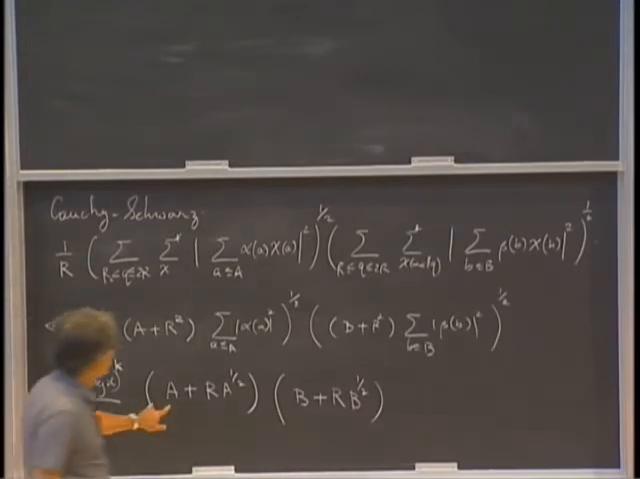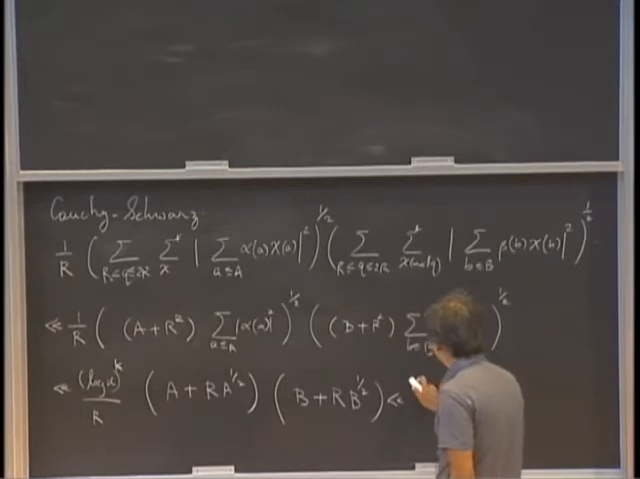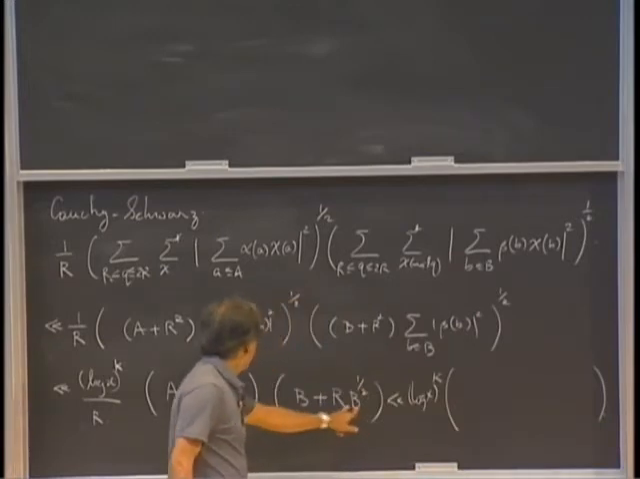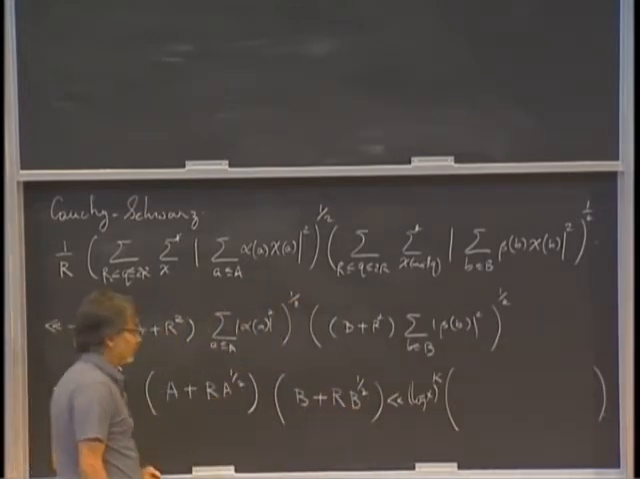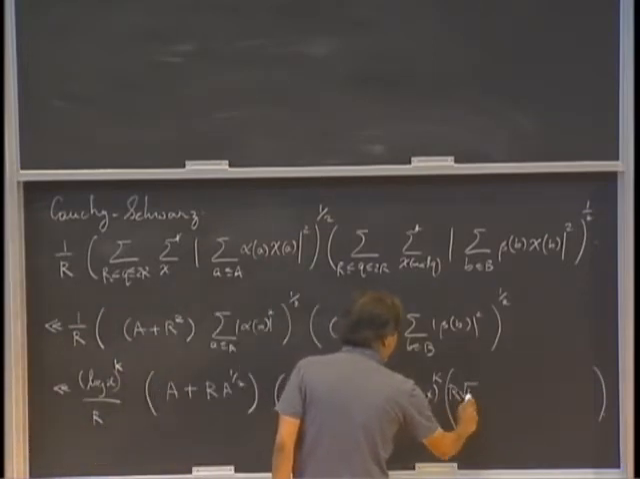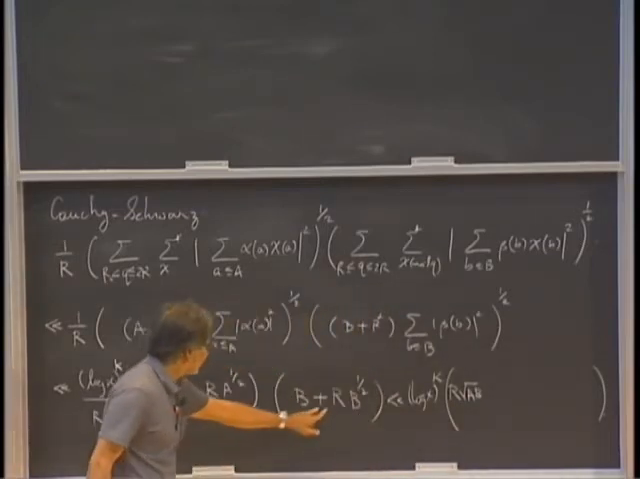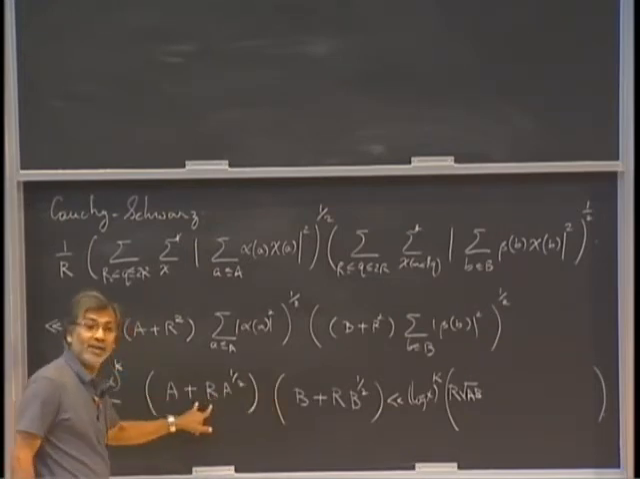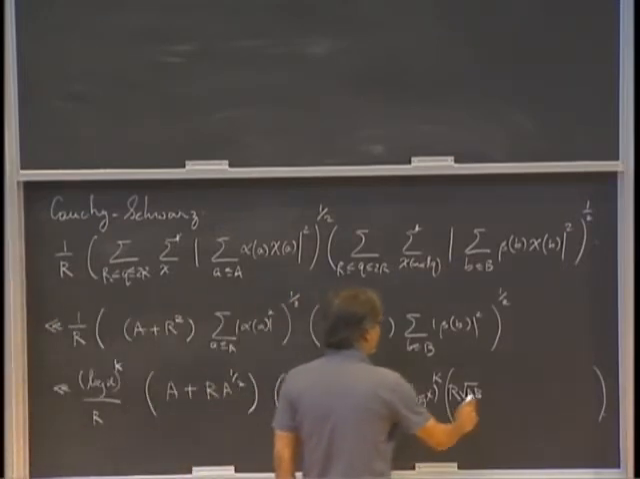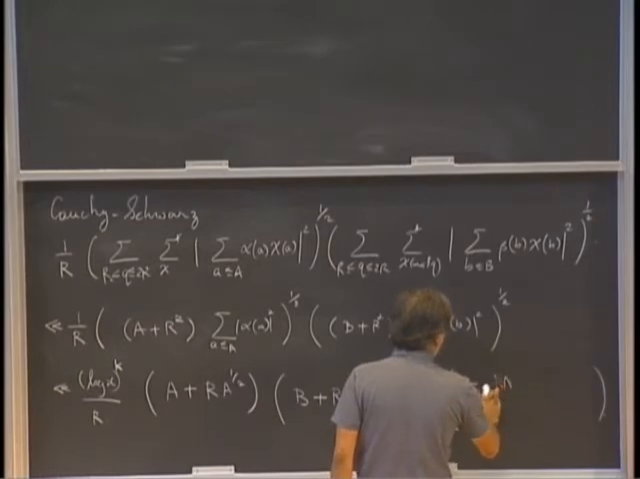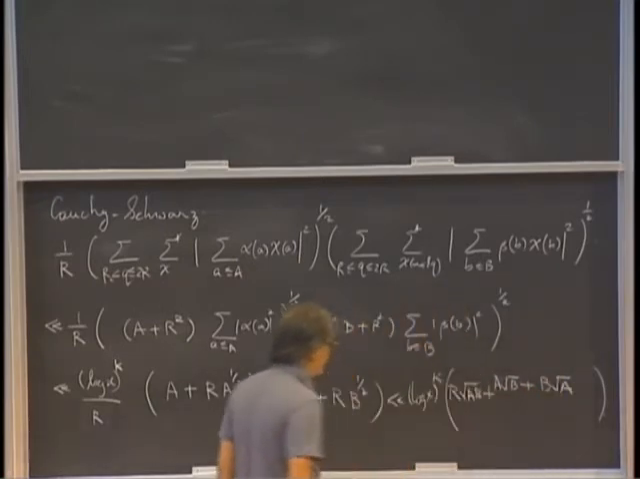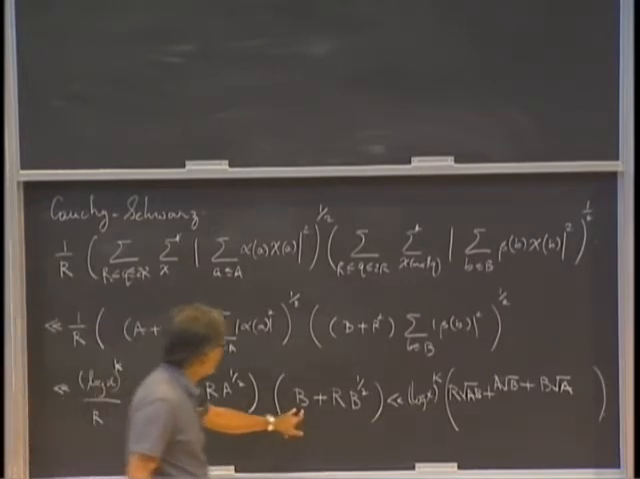Now let me multiply these terms out and divide by the r. So I have some power of log x to the 100 maybe. And then I have 4 terms. Well, the r squared square root of AB divided by r gives me r times square root of AB. Then I get r times A square root of B plus r times B square root of A, divided by r. So that let me write as A square root of B plus B square root of A, right? And then the last term will be plus AB divided by r.